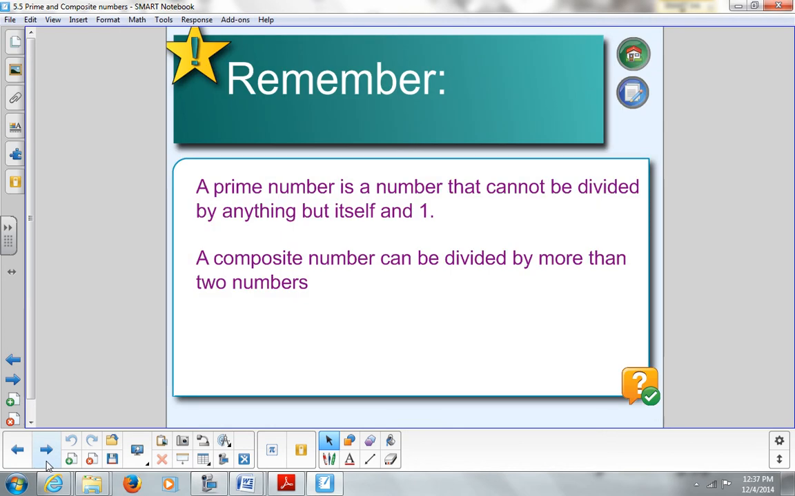All right, so remember, a prime number is a number that cannot be divided by anything but itself and 1. And a composite number can be divided by more than 2 numbers. Okay, so you have prime numbers, such as 3, that can only be divided by 1 and 3. And then you have everything else. All the other numbers that are not prime are composite. So like 4. 4 can be divided by 1 and 4, and 2 and 2.